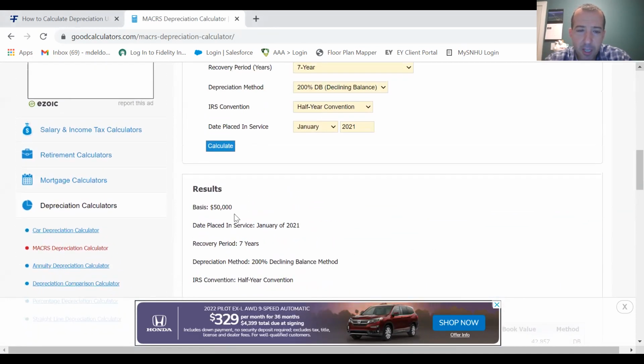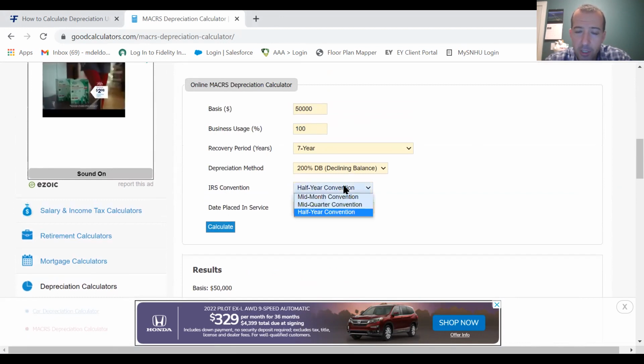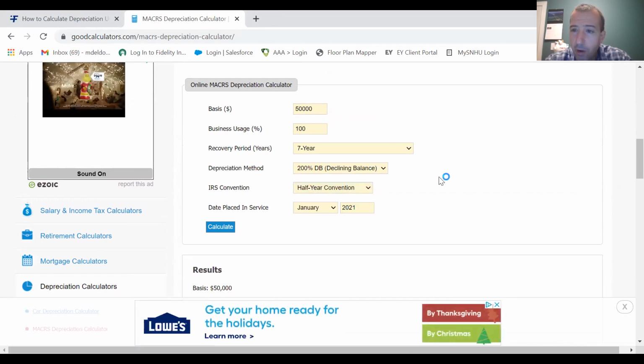And we have a cost basis of $50,000. We placed the asset in service in January 2021. It's a 7-year useful life. So let's say it's equipment. We're using the half-year convention because it's personal property. And in the calculator, you simply put it up here, right? Half-year convention because it's personal property. We can also choose the mid-month or the mid-quarter, but personal property is the half-year. We'll talk about the difference in a minute.